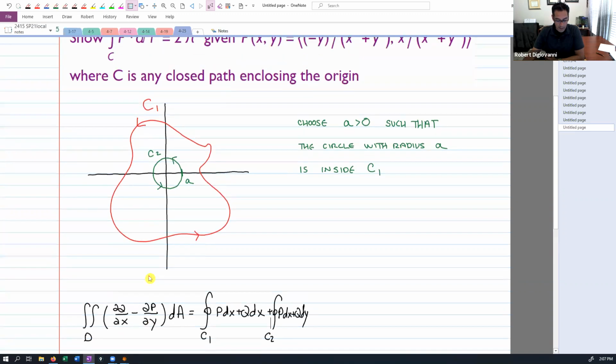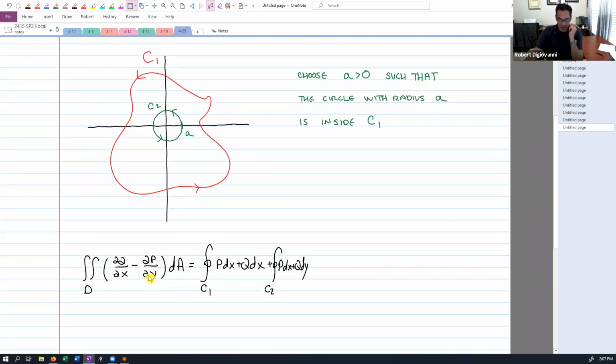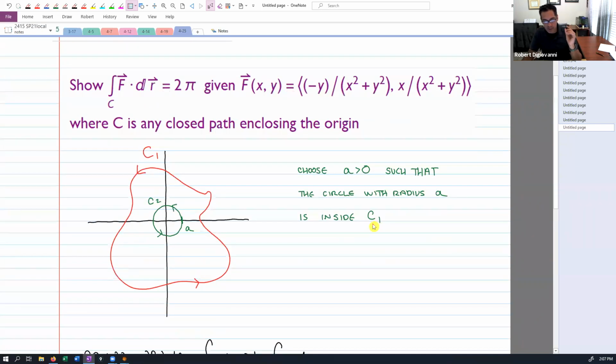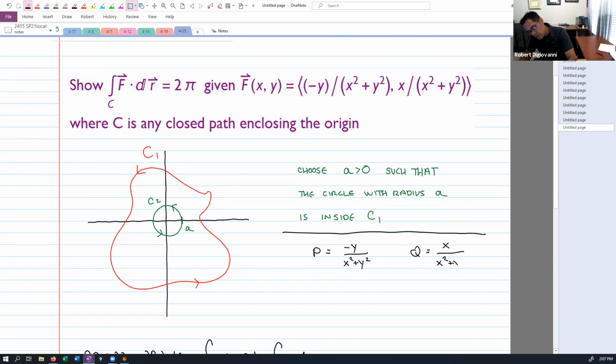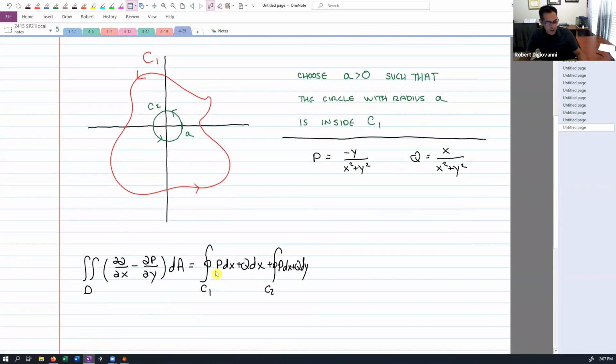So let's see, how in the world is that going to help us? Well, I don't know. Can we calculate these partials? Let's calculate the partials. Let's just see what they are. So I'm going to go back up here. Let me write down what P is, just so we have it. P is equal to negative Y over X squared plus Y squared, and Q is equal to X over X squared plus Y squared. So I know if I'm going to use this, I'm going to need that. Let me go ahead and calculate that.